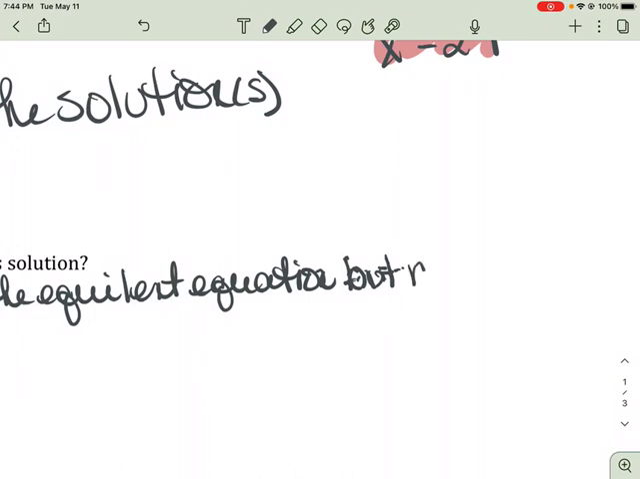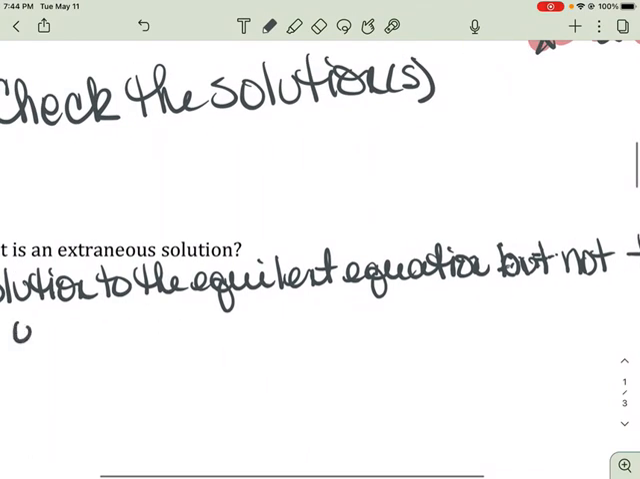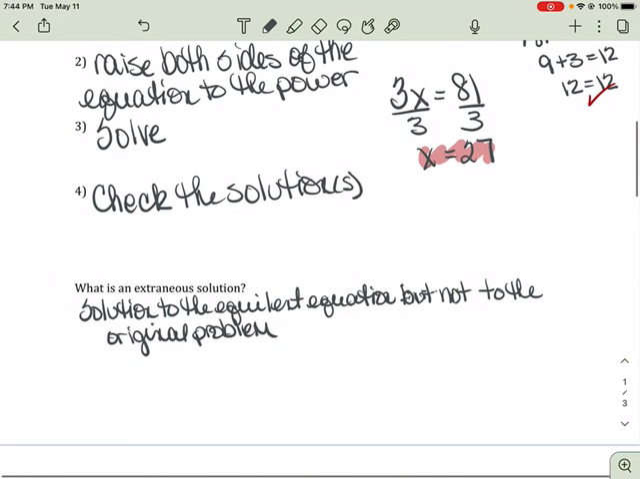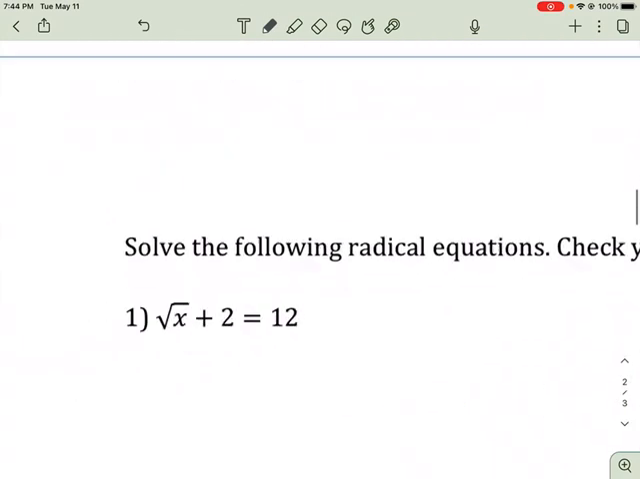but not to the original problem. So we're always looking to make sure that we don't have extraneous solutions. Because if we do, that means it's not a solution to the problem. We may end up doing all this work and our solution is that there is no solution. So that would be really annoying. Okay, so let's try a couple of these.